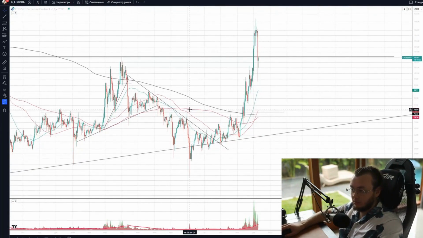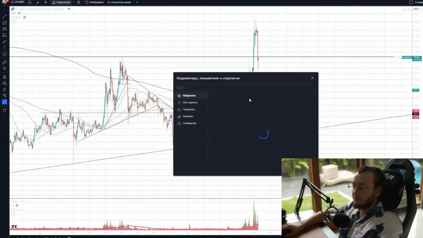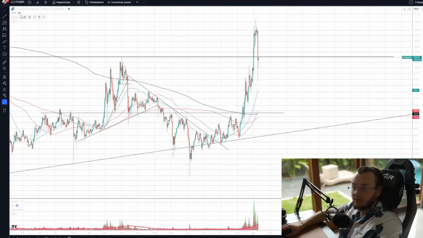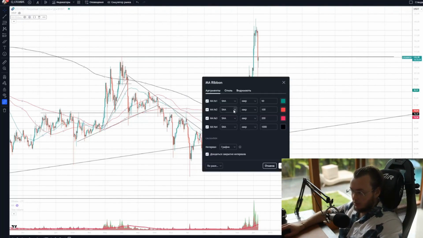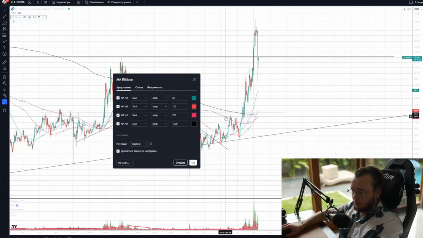Here's a hack. As you can see, I currently have 4 moving averages set up. These are the 4 colored lines running parallel to the price. You can set them up with just one single indicator. Here, we click on indicators and choose not the moving average, but the moving average ribbon. And in this one indicator, as it's called in English, you can set up, as I understand it, up to 4 moving averages. So I actually have 4 of them set up.